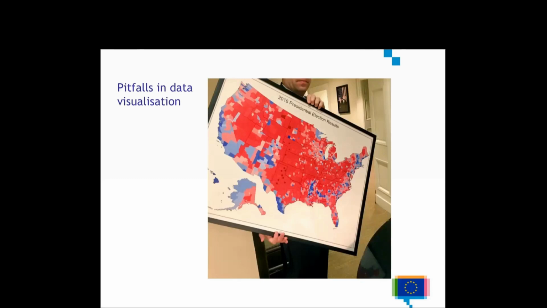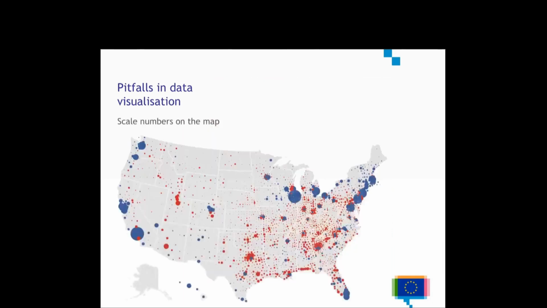So another way of showing the same data would be something like this, where you use circles, and the circles are scaled by the population. And now this map gives a much more nuanced image of the election results. And so whenever you represent things on maps, it's a good idea to scale the numbers. So here we are scaling for population, and this was not really taken into account in the first example of this map.